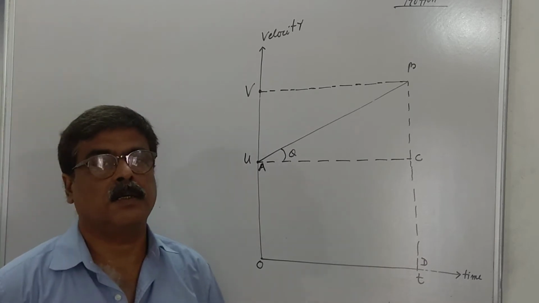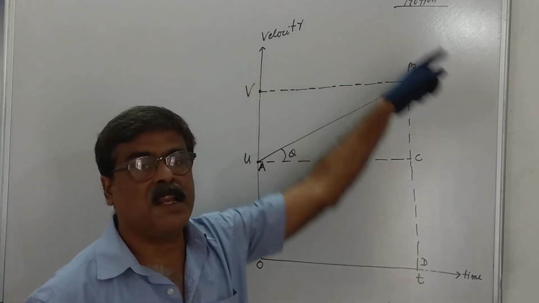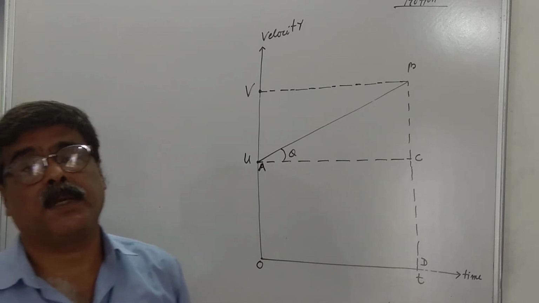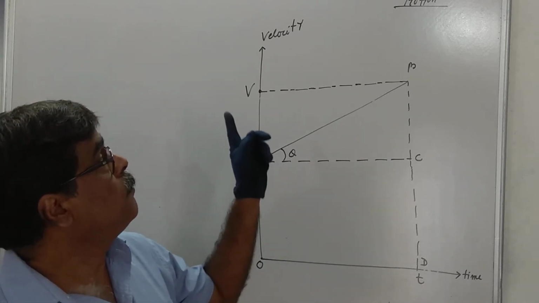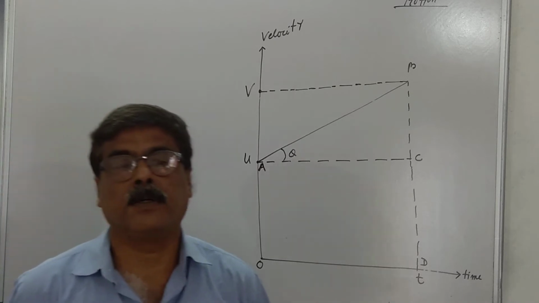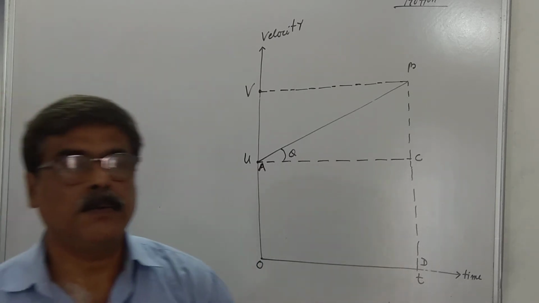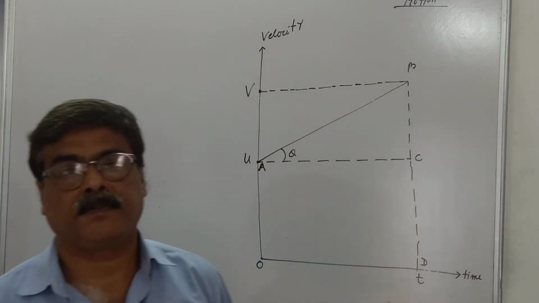Today we start equations of uniformly accelerated motion by graphical method. আজকে আমরা ইউনিফর্মলি এক্সিলারেটেড মোশনের ইকুয়েশনগুলো বাইর করব গ্রাফিক্যাল মেথডের হেল্পে। Now, what is the meaning of uniform acceleration?